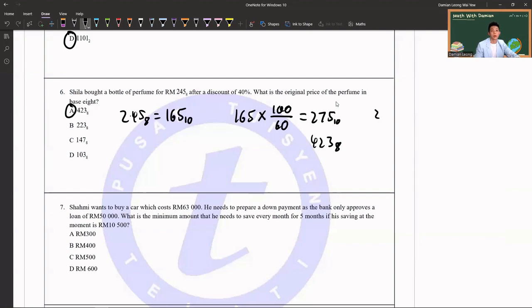Okay, if you do the manual conversion, you divide by 8 and take the remainders. Like for example here, 34, remainder 3, 8, 4, remainder 2, divide 8, 0, remainder 4. So 4, 2, 3 in base 8. Right, that's question 6 here.